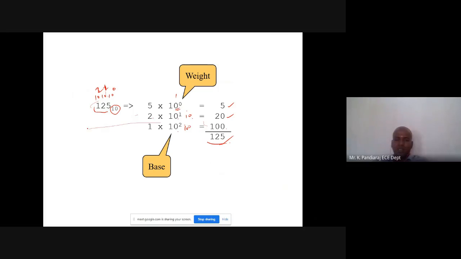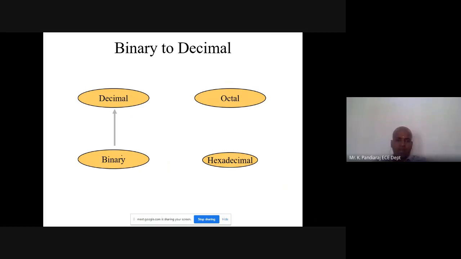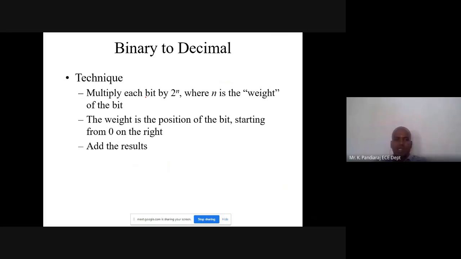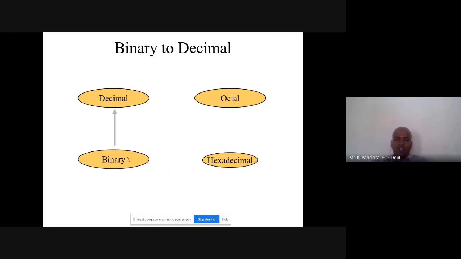This means that when converting from decimal to another number system, the process is like this: we multiply each digit by its positional weight. Have a look at this. First, I'm going to convert binary to decimal. This is the procedure: multiply each bit by 2 to the power n. The input is binary, and this is the output. So I'm going to give the binary number first.